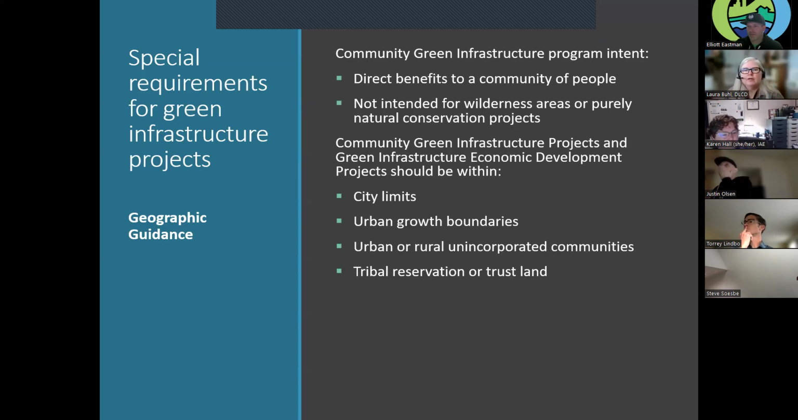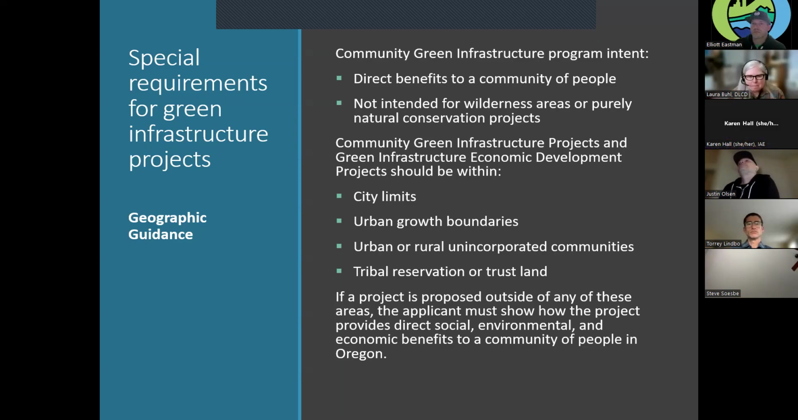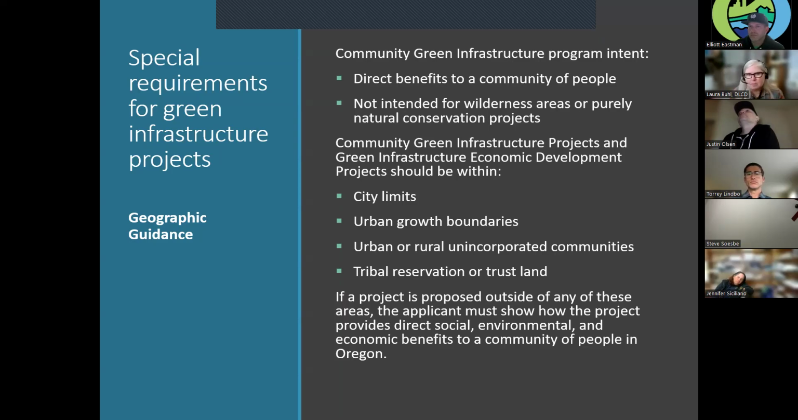So the guidance that we have is that community green infrastructure projects and green infrastructure economic development projects should be within city limits or urban growth boundaries, or in an urban or rural unincorporated community, or on tribal reservation or trust land. Now, if it's not inside any of those areas and you think that your project still meets this intent of providing direct benefits to a community of people, then you have to explain how it does that. An example of this might be, and I've gotten questions like this too, where somebody wants to do a project that is immediately outside the city limits and might be immediately outside the urban growth boundary, but it is directly adjacent to a neighborhood. So that is an example where potentially the project could provide those direct benefits even though it's outside one of those boundaries.